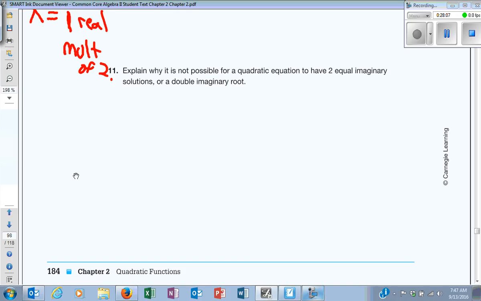So it says, explain why it's impossible for a quadratic equation to have 2 equal imaginary solutions, or a double imaginary. Because what did I say? Imaginaries have to come in pairs. Conjugate pairs. So that means that if I have 3 plus 5i, what do I know the other root has to be? 3 minus 5i. Has to come in its conjugate pair. So could I have this root happening twice? No, because how many would that mean I'd have to have? I'd have to have more than just 2 roots.